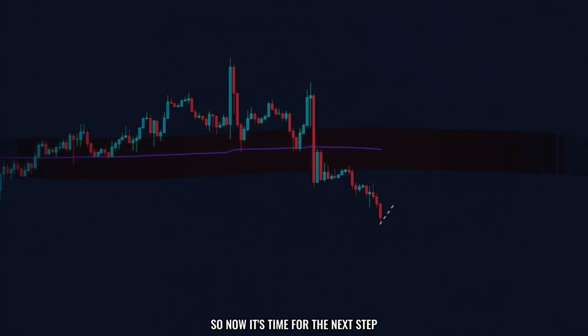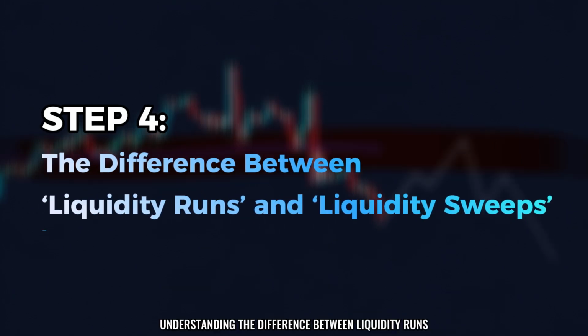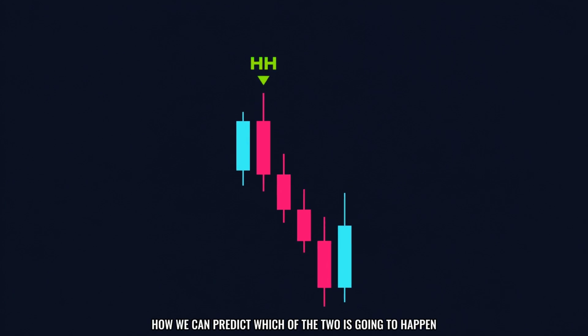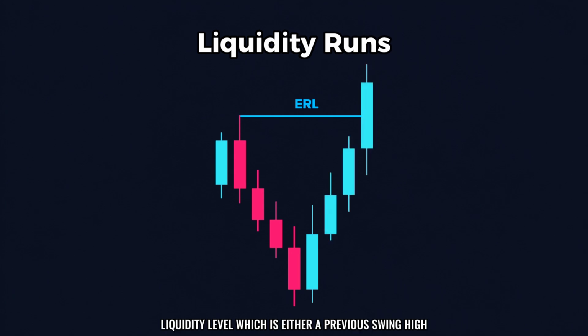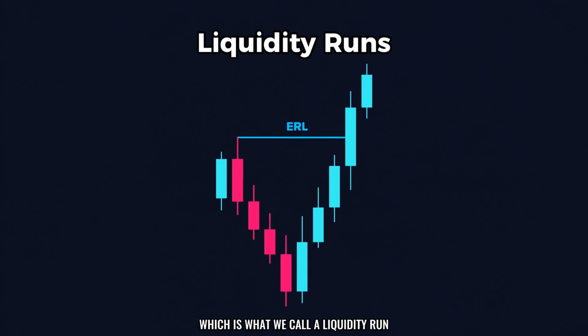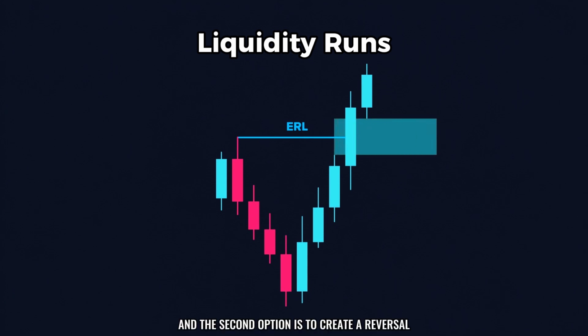So now it's time for the next step, which involves understanding the difference between liquidity runs and liquidity sweeps, and more importantly, how we can predict which of the two is going to happen. When the price attacks an external range liquidity level, which is either a previous swing high or a previous swing low, it can do one of two things. The first option is for it to continue in the same direction, which is what we call a liquidity run. And the second option is to create a reversal, which is what we call a liquidity sweep.